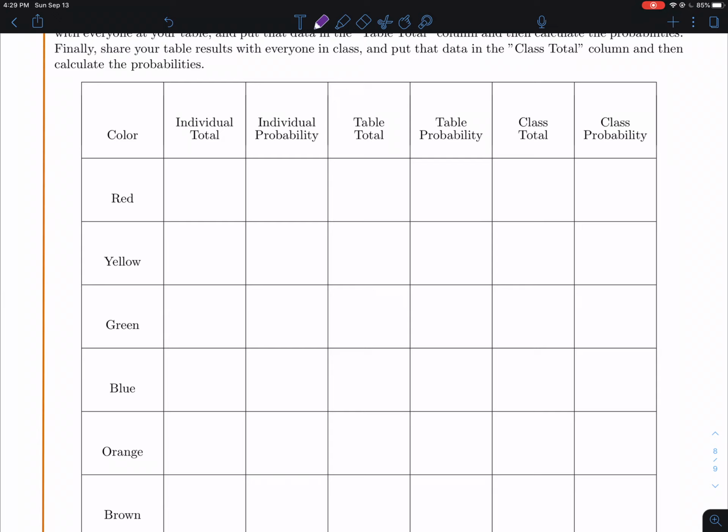All right, so that's 3.1. That's kind of the basics of probability. There's a lot of stuff going on there, and a lot of good practice for you to work on. Let me know if you have any questions or anything like that.